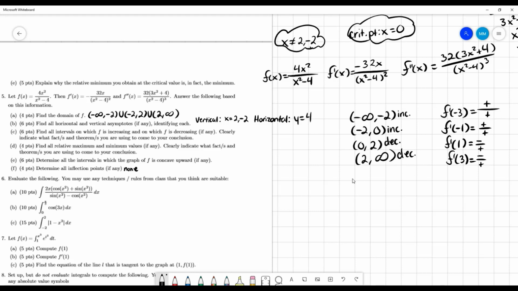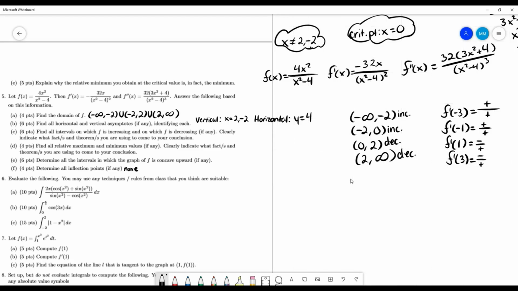So now, since they say clearly indicate what facts and theorems you're using to come to your conclusion, I would say that our interval of increase is from here. And I would write it like this rather than one big interval, since this is an asymptote and can't technically be included in that interval. So this is our interval of increase, and our interval of decrease is going to be this. And then I would state that we use the first derivative test, just to be thorough.